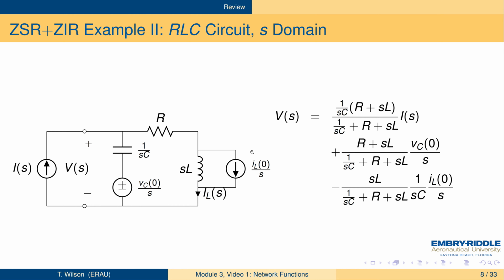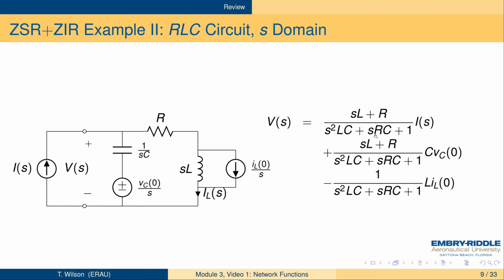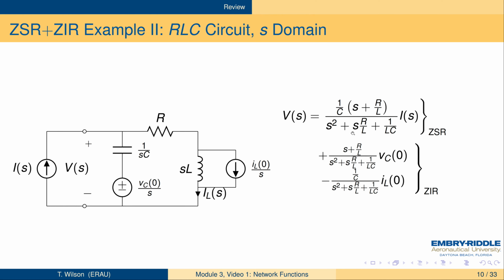We do our same multi-step process, clearing out denominators to get trailing coefficients of 1. So we end up with these expressions here. We've done this before, so this shouldn't be too novel. And then we factor out the leading coefficient of LC from numerator and denominator, and we end up with these expressions. And again, we recognize the first term as a zero state response, and the second two terms superposing to be the zero input response.